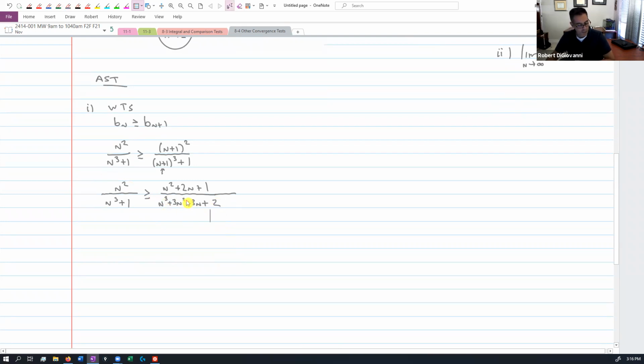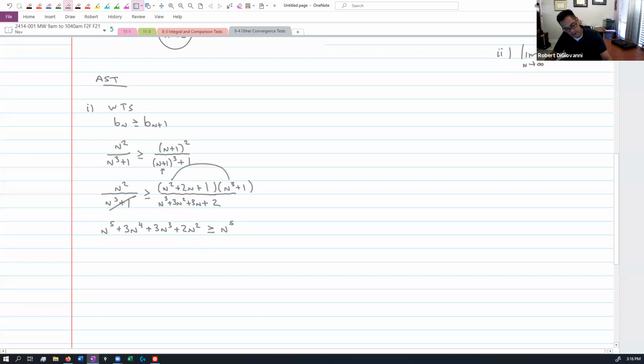If I multiply this times that, basically hit this with n², I get n^5+3n^4+3n³+2n² must be greater than or equal to, then I have to multiply this times n³+1 to get it out of here. So when we do that, we're going to have to expand this. So we get n^5.